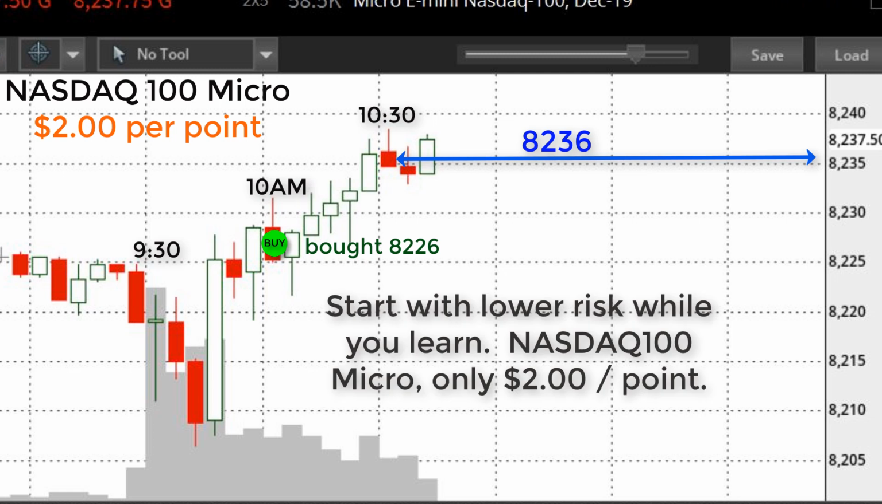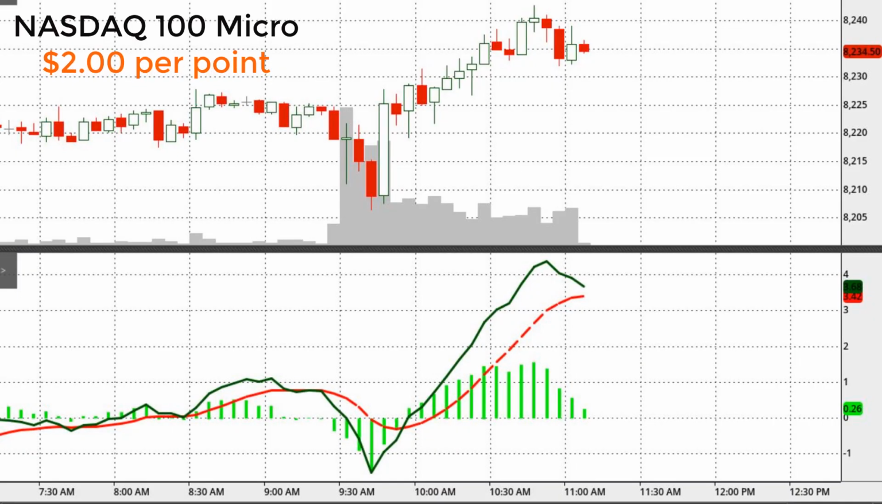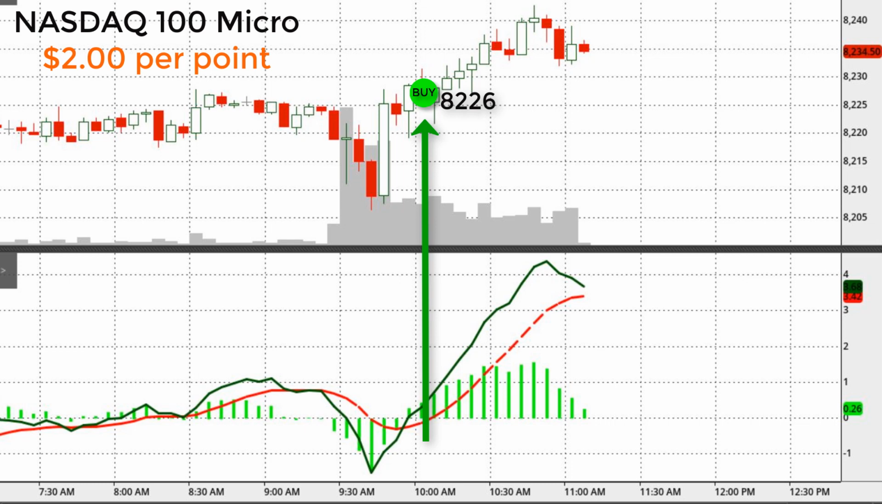Now, I had said before in previous videos that I recommend beginning traders start with the NASDAQ100 because it's $2 a point. So let's talk about some choices you would make at this point in the trade. Okay, we're trading the NASDAQ100, $2 a point. We're up 10 points. From 10 to 10:30, from 82.26 to 82.36. So what do we do now?